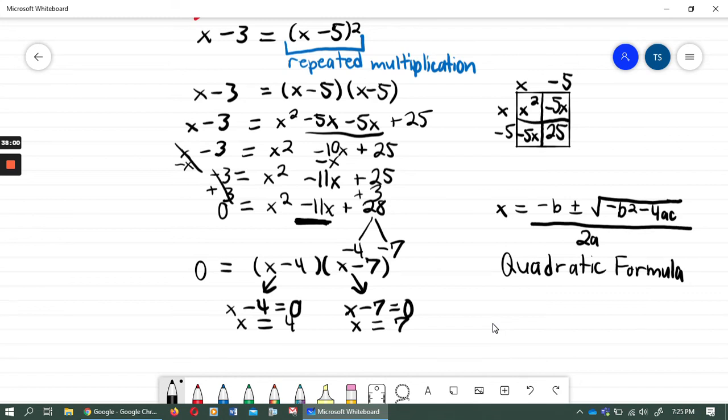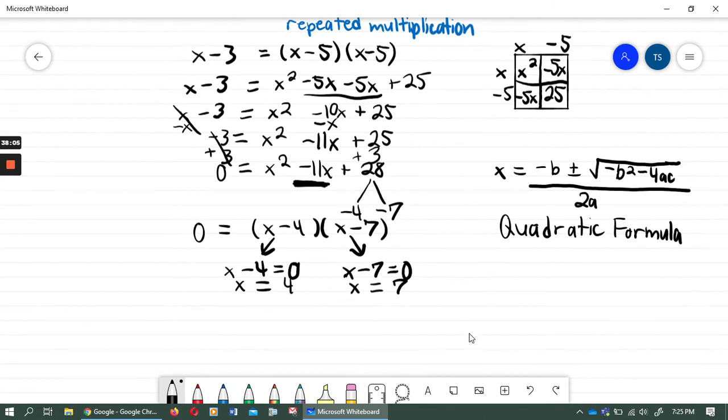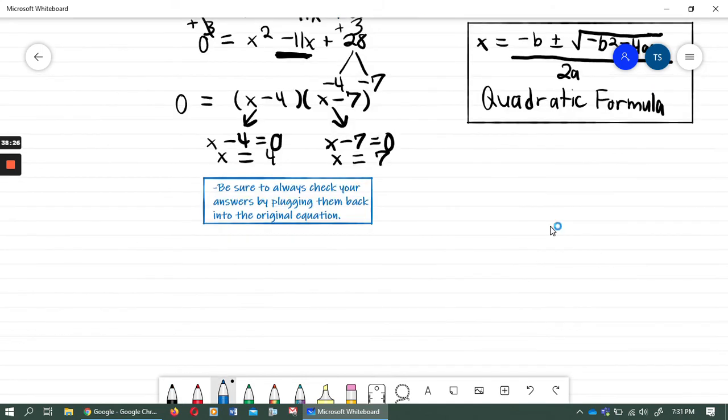Alrighty. So guys, remember, I told you that you should always check to see whether or not the solutions you found actually satisfy your original equation. I'm going to show us doing that in this example, and then we will call it quits, I promise. So let's plug both of these answers into our original equation.